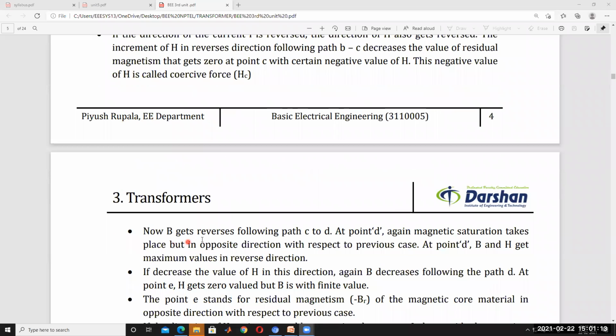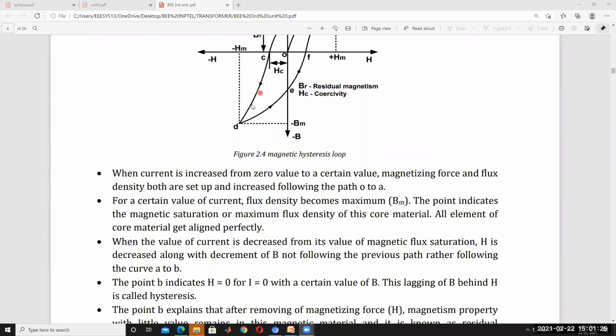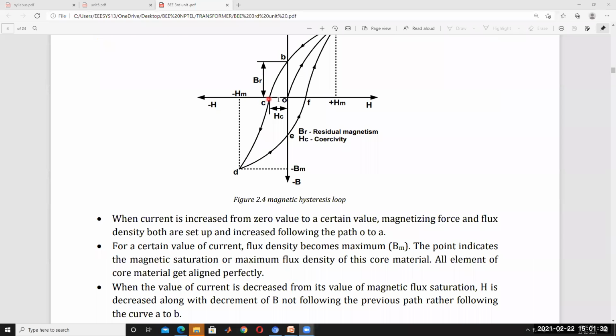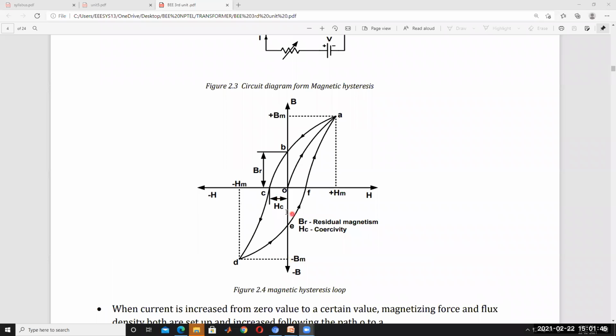Next, B gets reversed following the path C to D, and at point D, magnetic saturation takes place again, but in the opposite direction with respect to the previous case. It increases in the same manner as the previous case. But if you decrease the magnetic field intensity, it does not follow the previous path; it takes another path like this. So this graph will become like this.